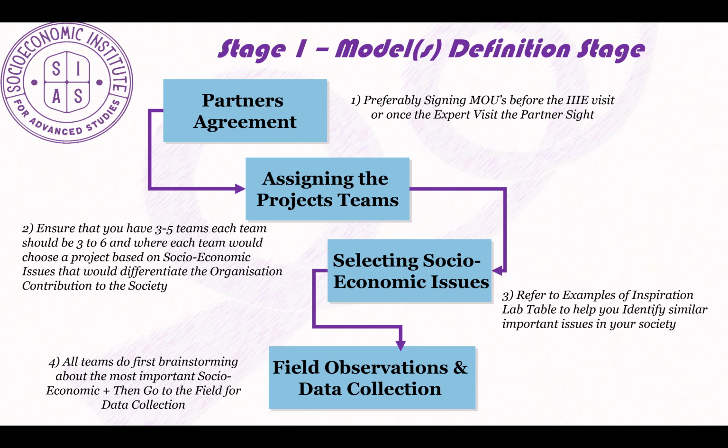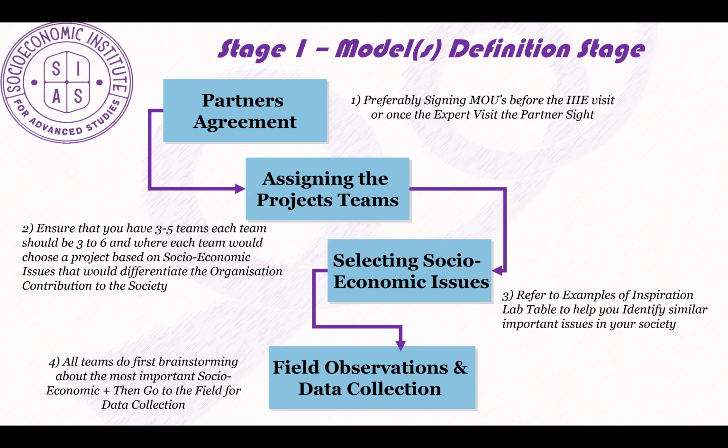And we usually focus on socio-economic related issues that would differentiate the organization or the government or the entity or the society or the community, and how much they're going to contribute to the society. And then we start selecting the socio-economic issue, where here we refer to examples of the Inspiration Lab table to help you identify similar important issues that the community can work on.